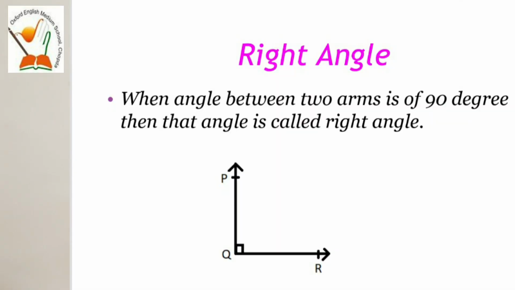The second type is the right angle. This right angle is also made up of two rays. They have one common endpoint, that is Q. The angle between these two rays, that means ray QP and ray QR, is 90 degrees. So when the angle between two rays is 90 degrees, that angle is called a right angle.